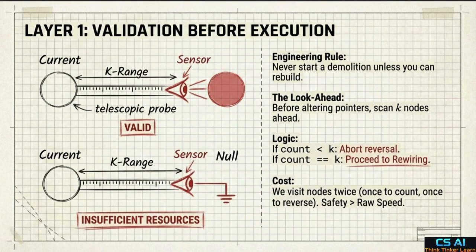This validation ensures that we have sufficient resources to complete the reversal. The cost is that we visit nodes twice, once to count, once to reverse, meaning safety is prioritized over raw speed in this particular scenario. This upfront check prevents critical failures.